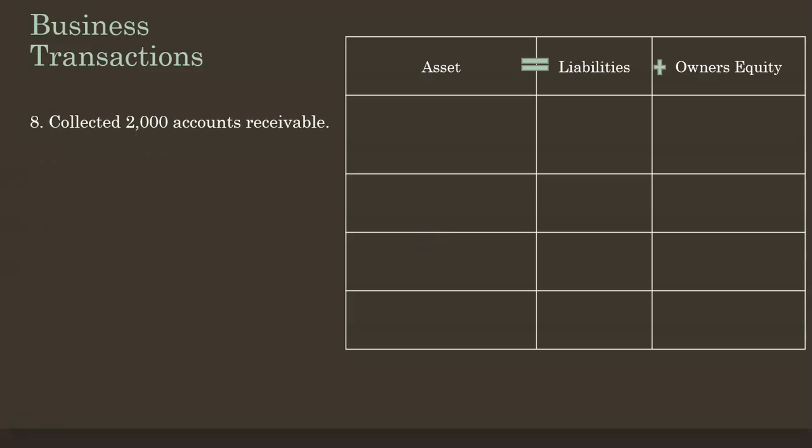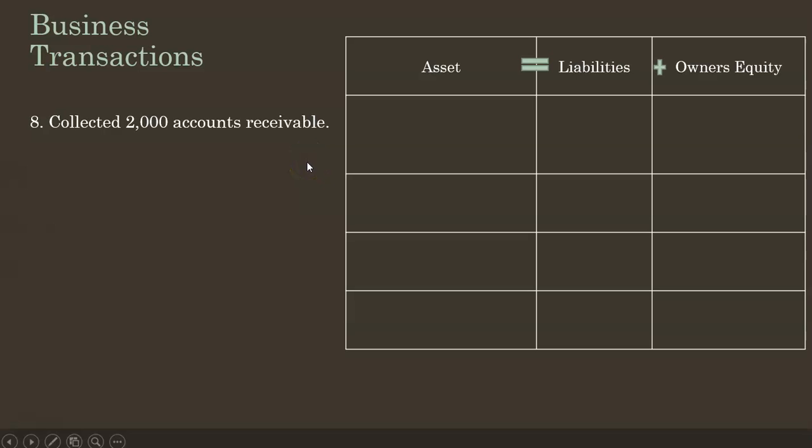Collected 2,000 accounts receivable. Okay, so sabi dito, nakakolekta si Mr. De La Cruz ng 2,000. It is not from the service income. Diba? Walang nag-drop by na nagpa-laundry. Kundi, it is from the account receivable. Yung kanyang pautang. Okay? Kung babalikan natin yung transaction, ito ay yung pautang natin kay John. Correct? Yes, correct. This is our pautang.